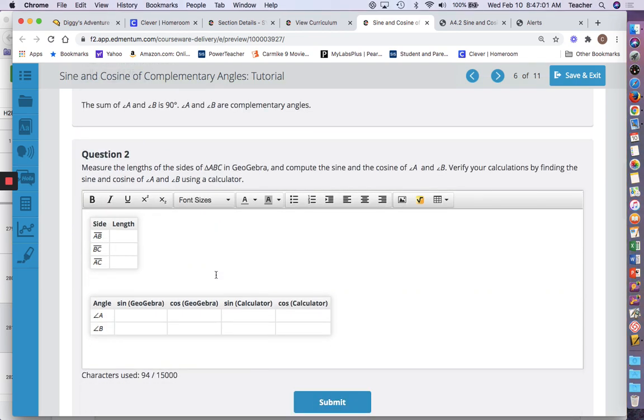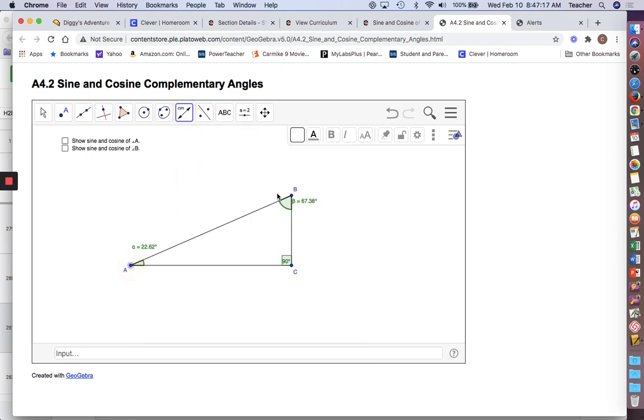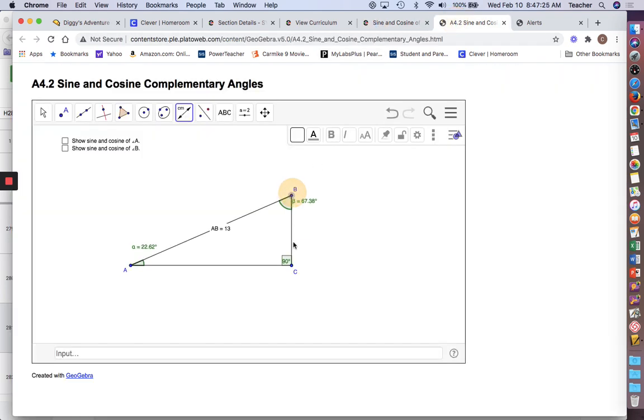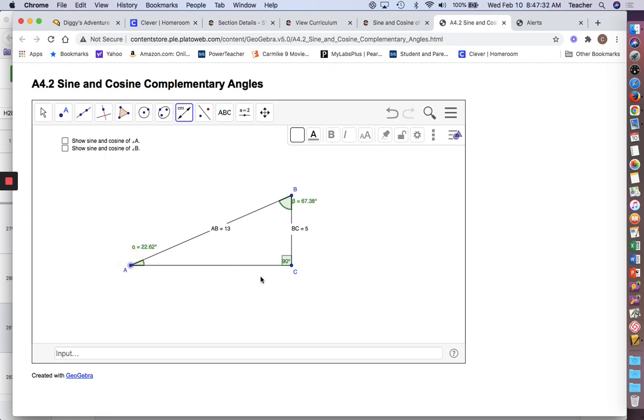Question number 2. Measure the lengths of the sides of A, B, C in GeoGebra and compute the sine and cosine of angle A and angle B. Verify your calculations by using the sine and cosine of angle A and angle B using a calculator. All right, so let's see what AB is. AB is 13. BC is 5. AC is 12.